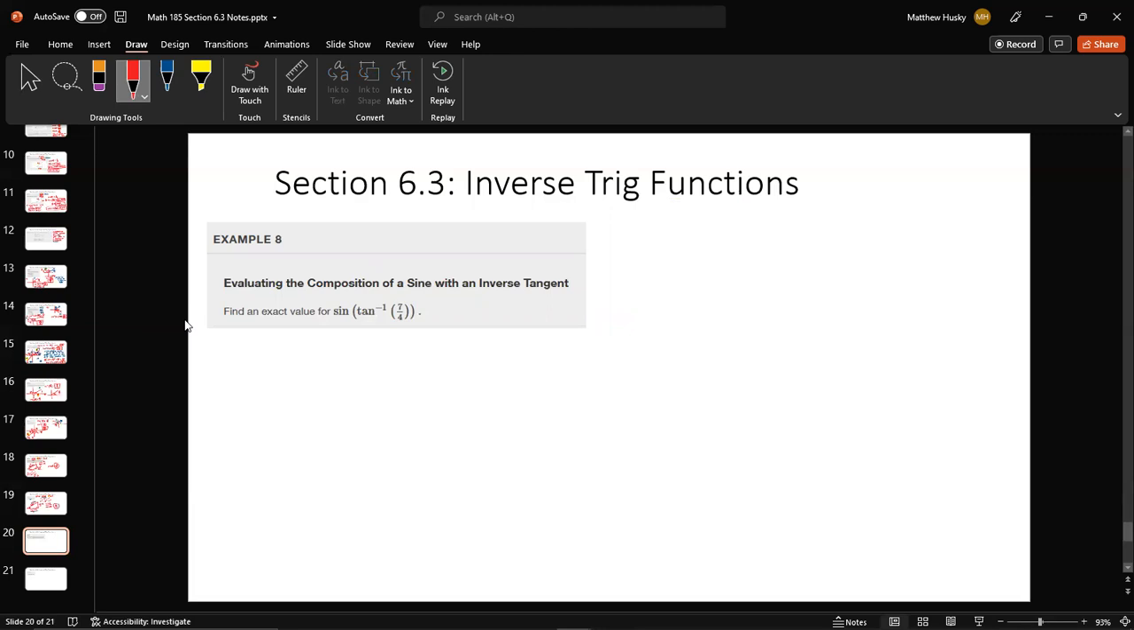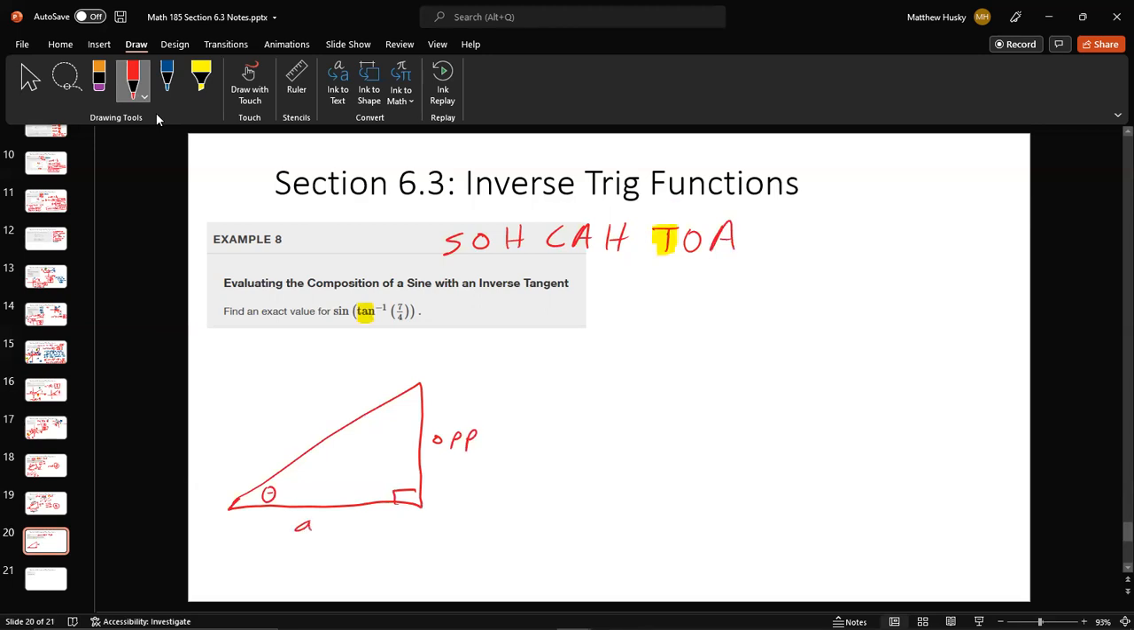Evaluating composition for sine and inverse tangent. So this is going to be a very similar sort of setup here. So you've got SOHCAHTOA. So we're starting with tangent again. Draw ourselves a right triangle. Let's see, here is the opposite side. Here is the adjacent side. This right here is the hypotenuse. This is C, this is B, this is A.